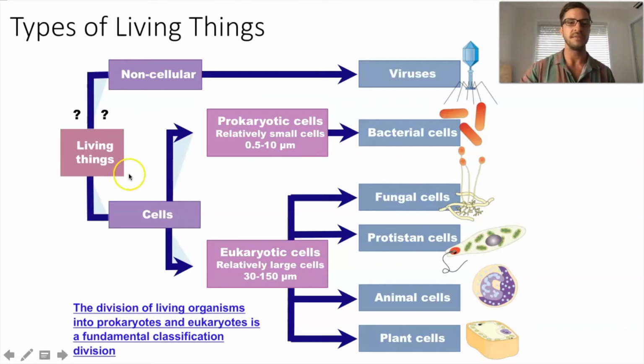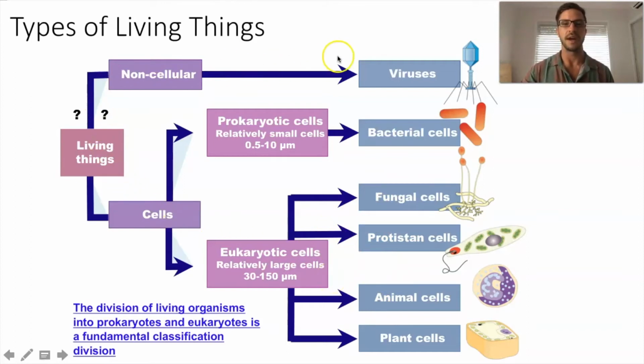So every living thing we could think of as, well, it's either made up of cells or it's not made up of cells. If it's made up of cells, cells are the basis of every living thing. So we can think, well, there's two major types of cells. We have prokaryotic. They're relatively small compared to eukaryotic, and an example being bacterial cells. Eukaryotic cells make up every other living thing, so fungi to animal cells to plant cells.